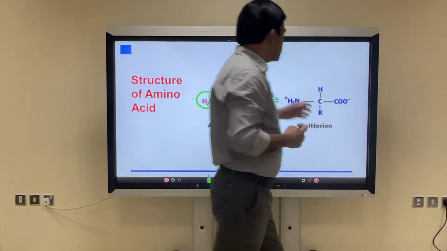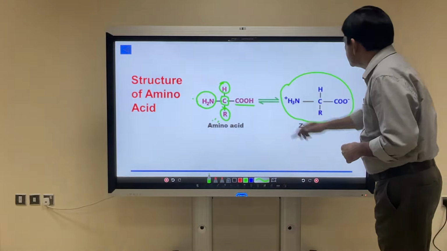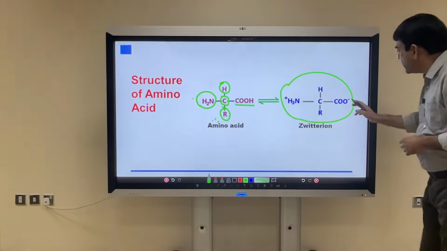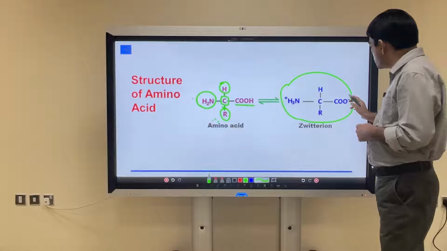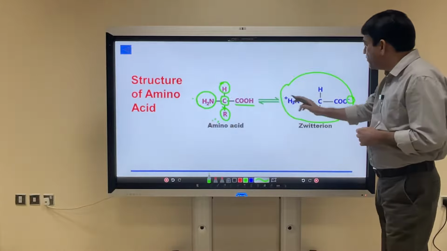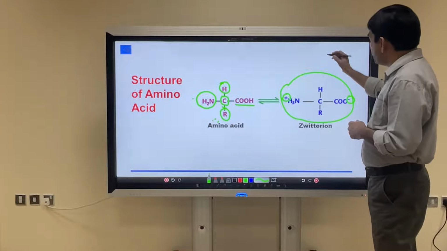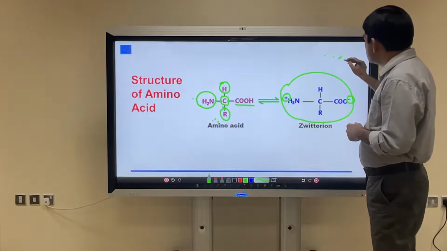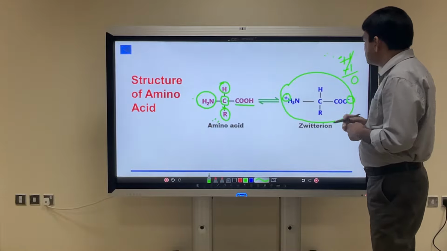Now, you see this structure over here. It's one molecule. You have a negative charge over here. That is COO-. And you have a positive charge over here. That is NH3+. So you have a positive charge over here, plus 1. You have a negative charge over here, minus 1. And the net charge is 0.